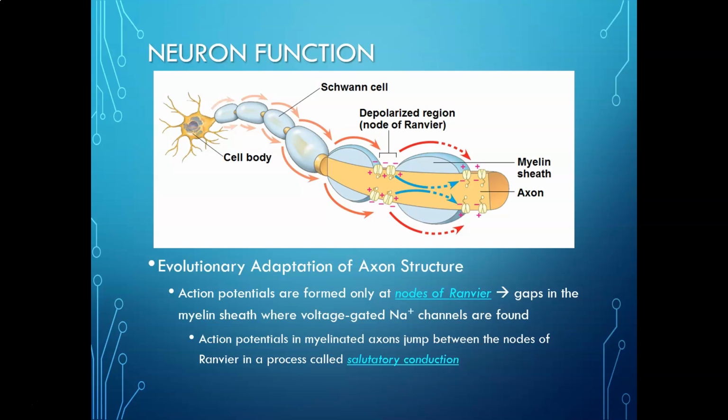So what this does is it allows the action potentials to jump those nodes, allowing the potential to get across that axon much quicker, and this whole process is called saltatory conduction.